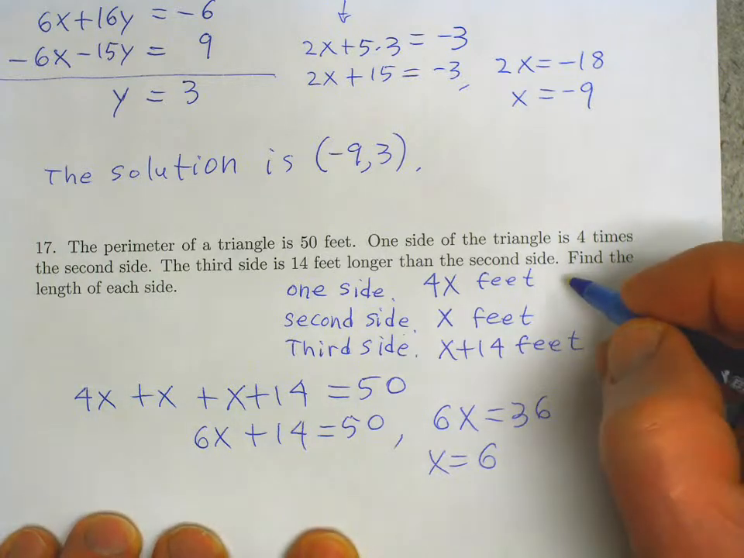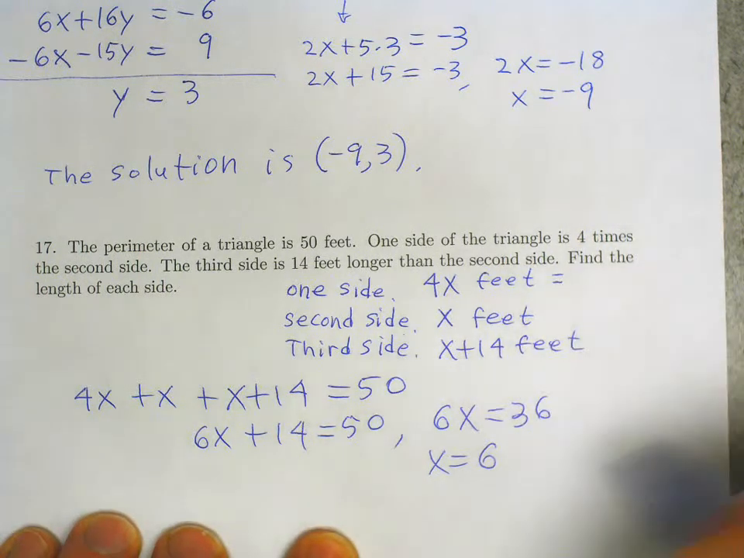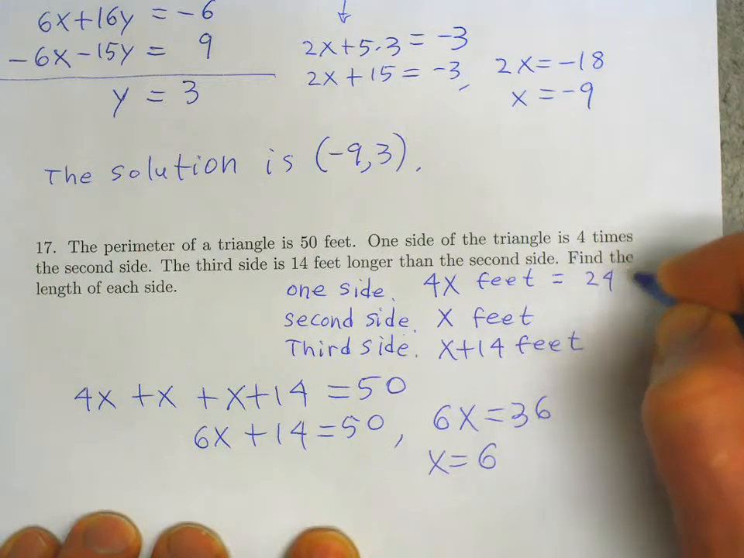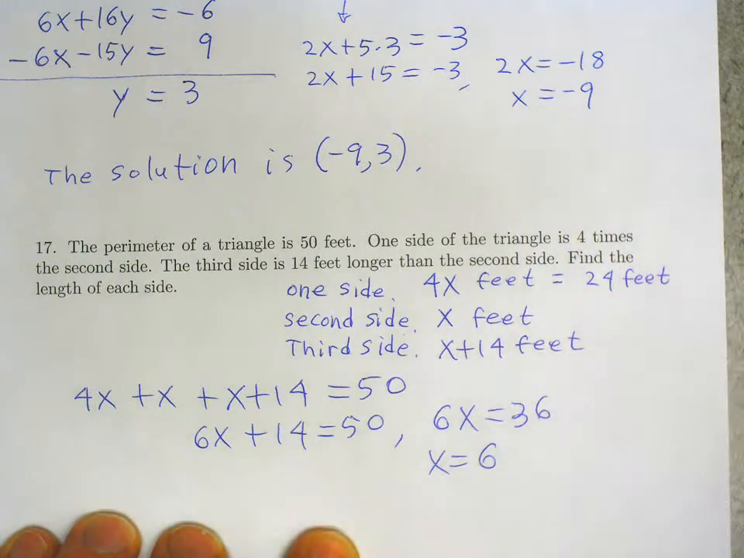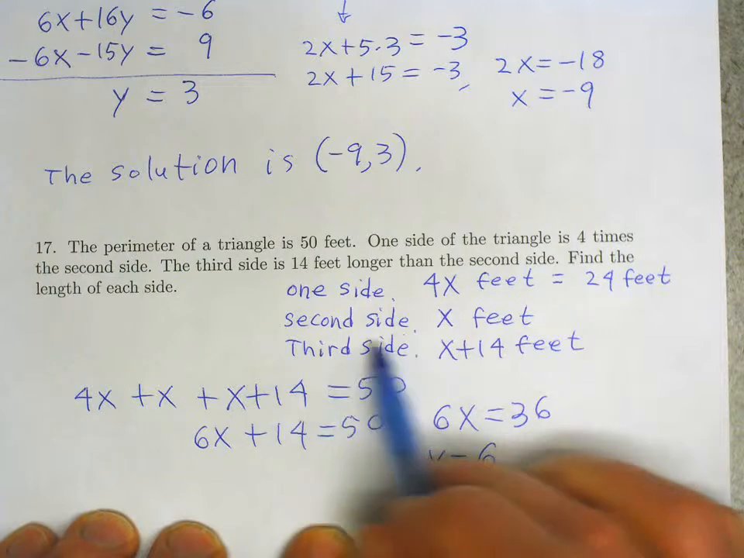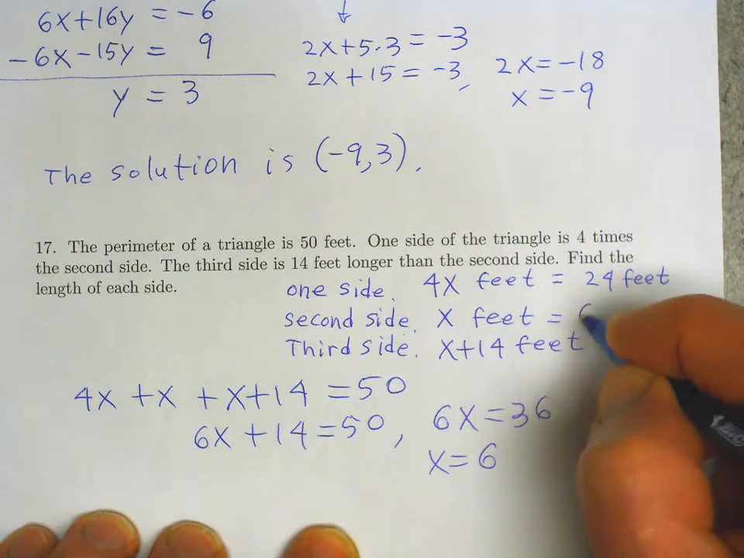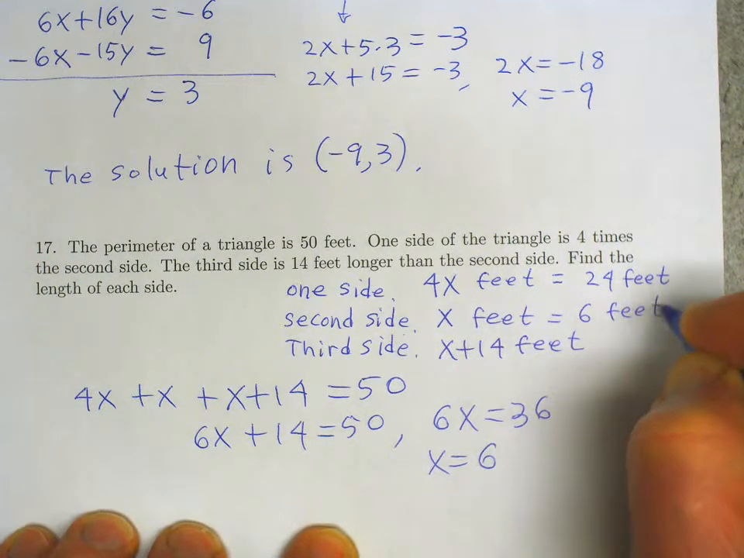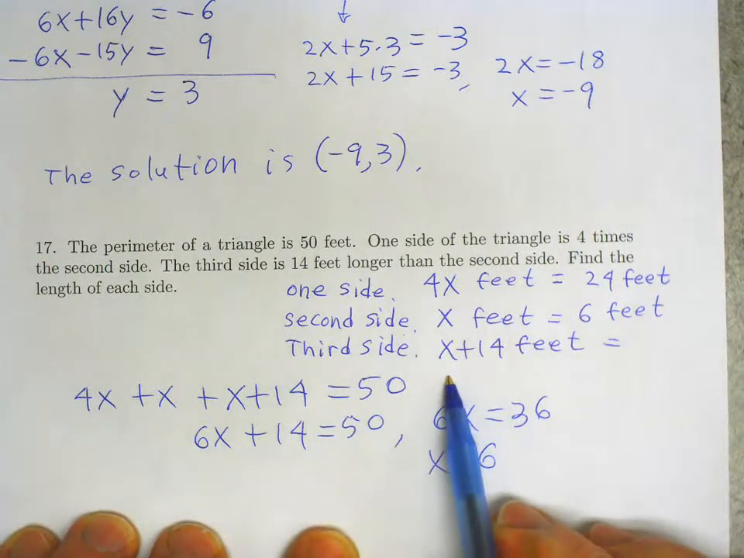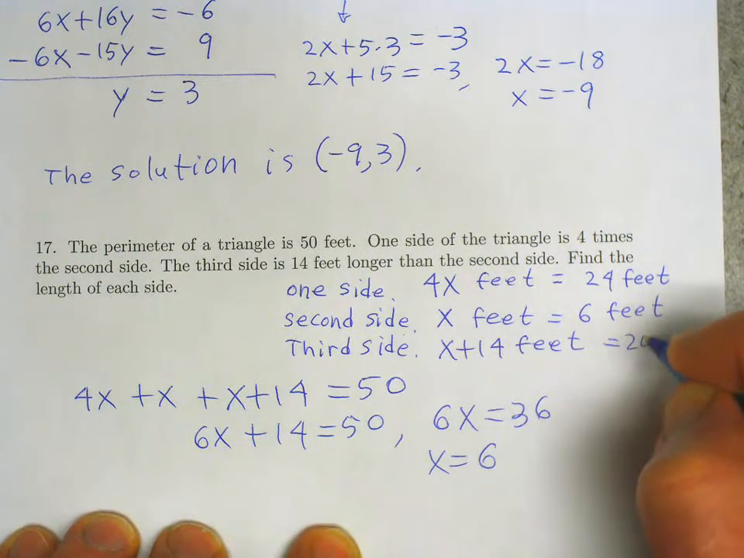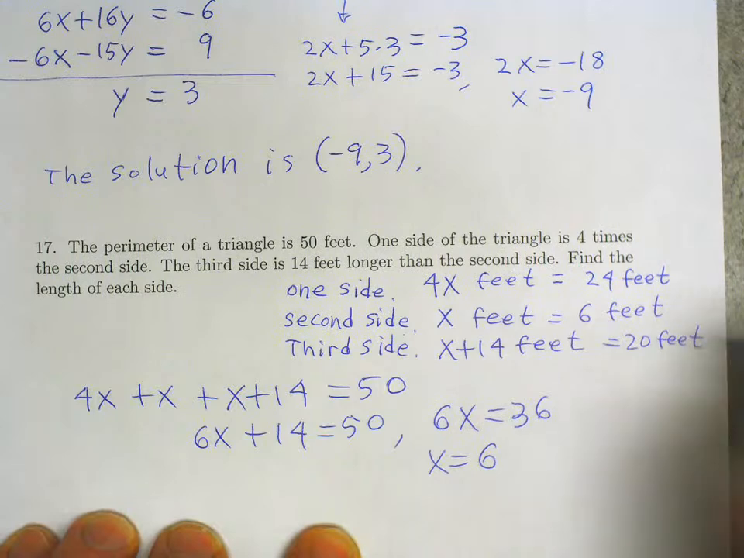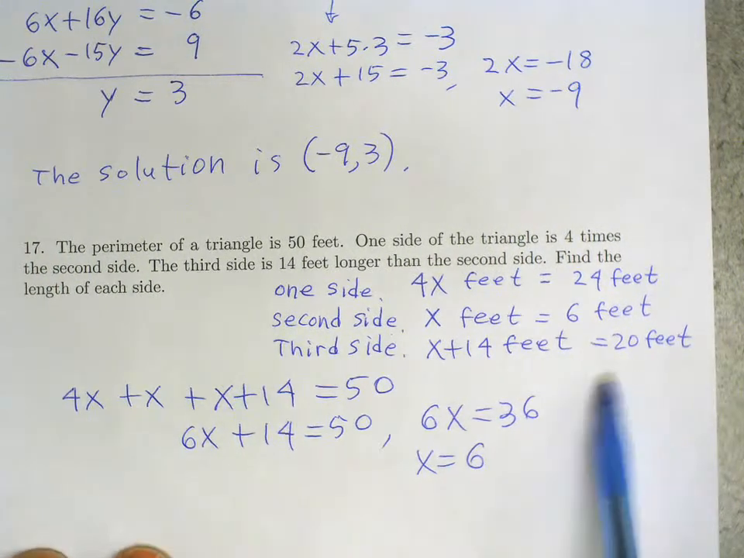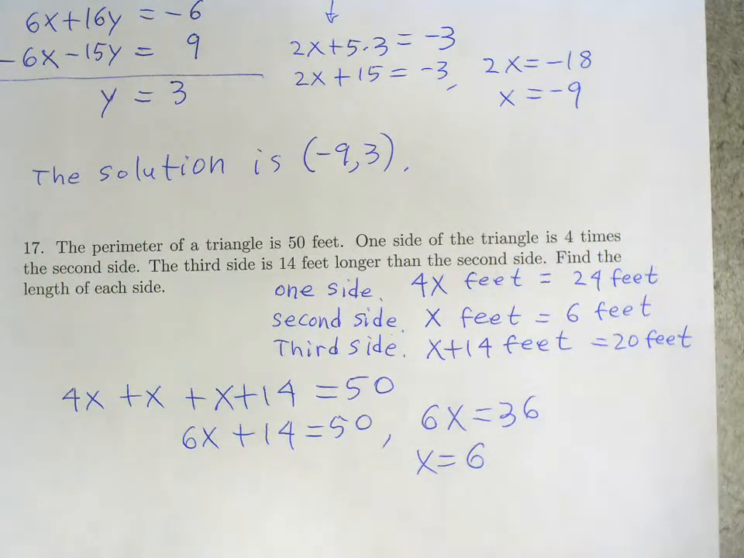Okay, so the one side, then 4 times 6, it's 24 feet. The second side is 6 feet. And then the third side is 6 plus 14, or 20 feet. And then you can verify that those add up to 50 if you want.